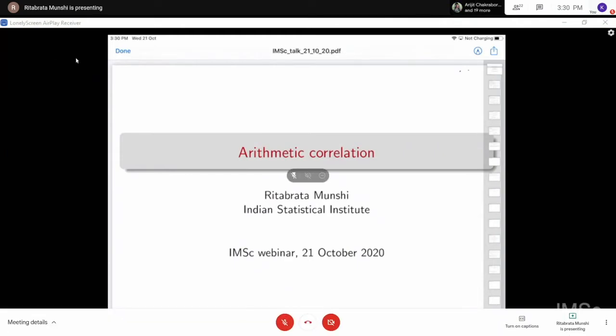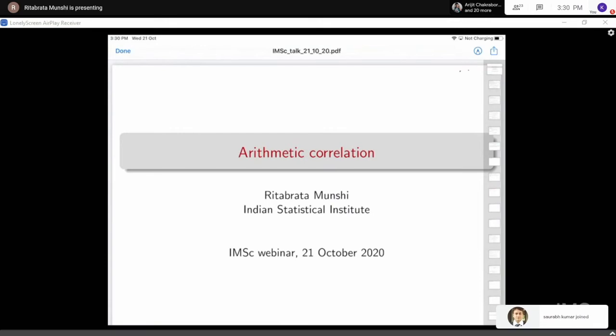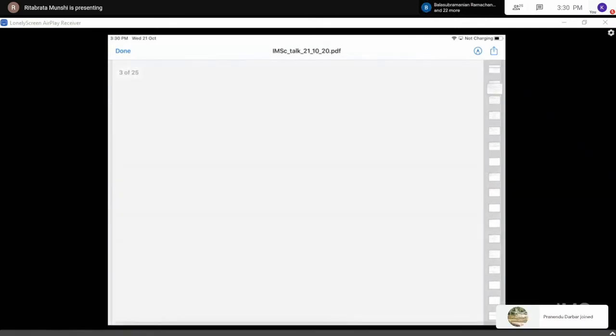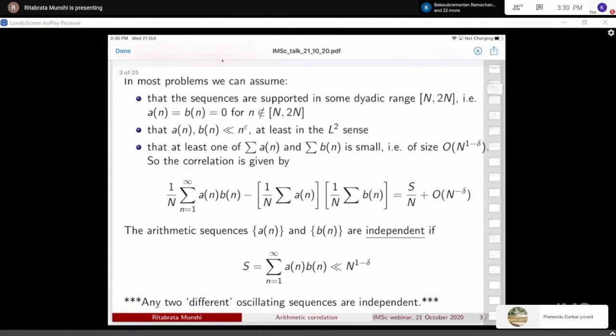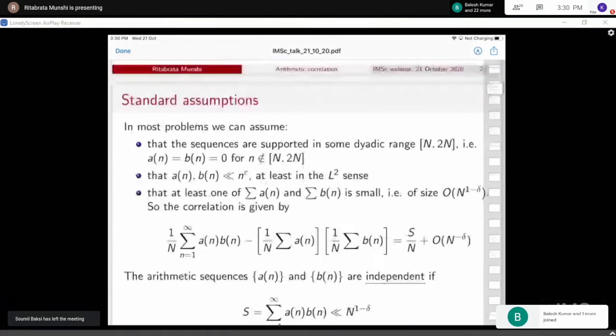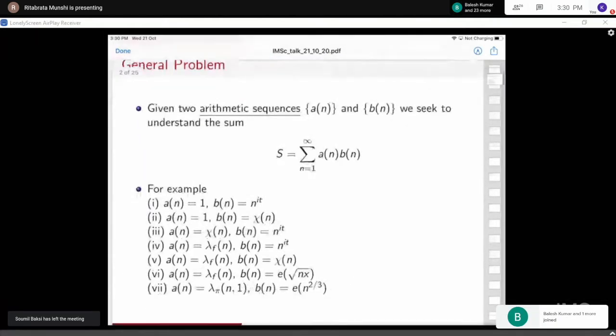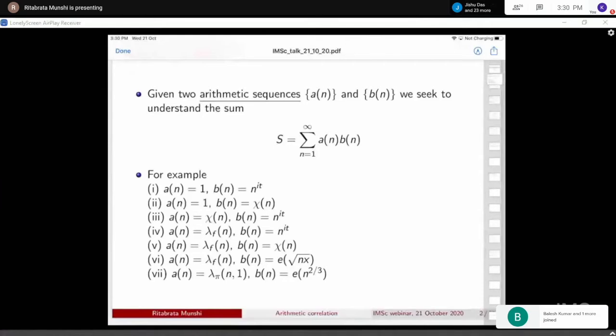So today I'm going to talk about what we're calling arithmetic correlation. So it's basically about sums like this. Suppose you have two arithmetic sequences, a_n and b_n, and you want to understand the sum of a_n times b_n, where the sum, a priori I'm saying that it's up to infinity, but we'll soon restrict the sum to a dyadic segment.